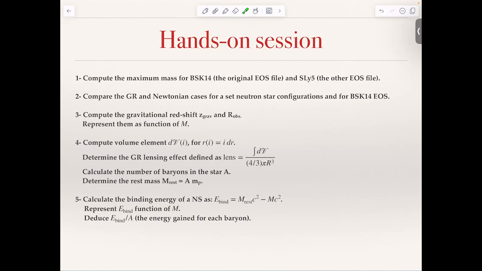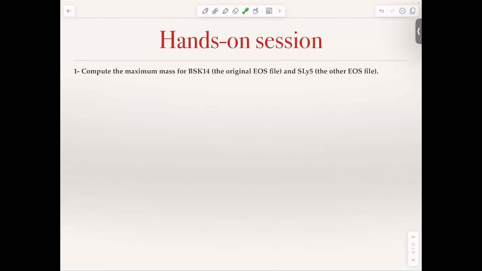So the difficulty is that this is something you have to do step by step. There is no recipe, to my knowledge at least. You have to test and try to increase this array until you reach the bending down, and then you can identify where the maximum mass is. This is a set of coding, but it requires that you understand the outcomes of the code.